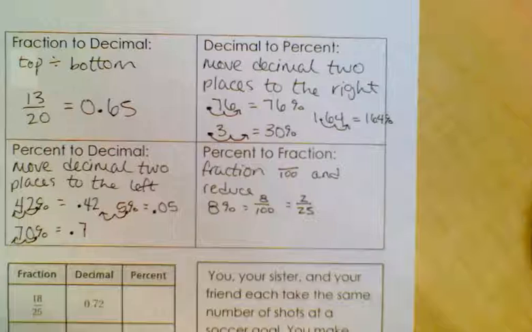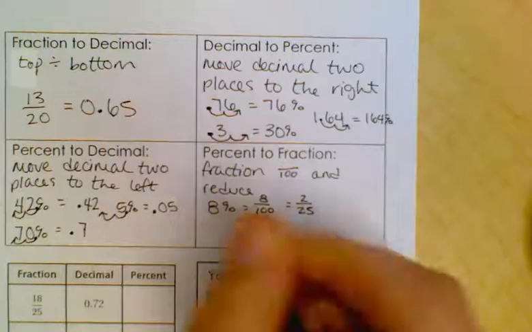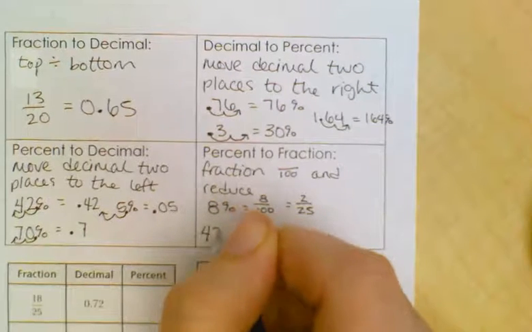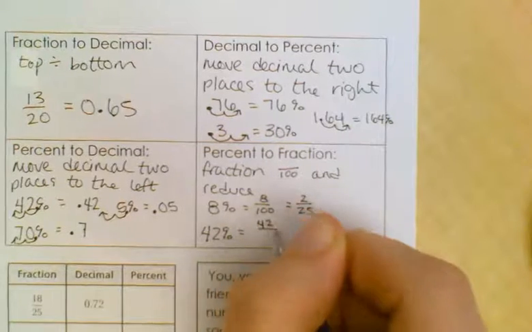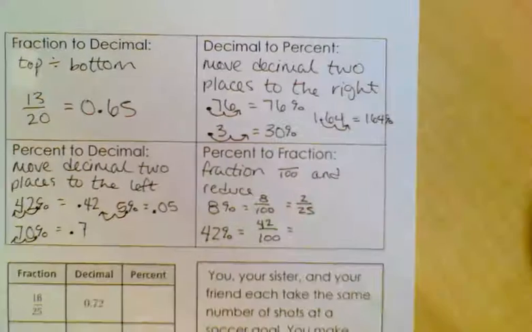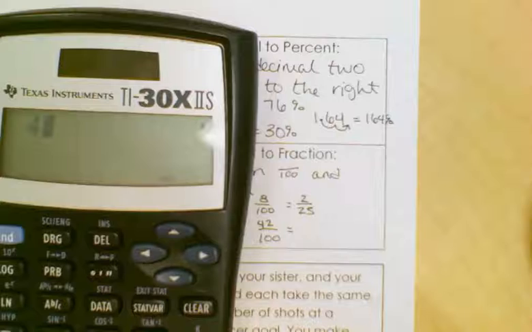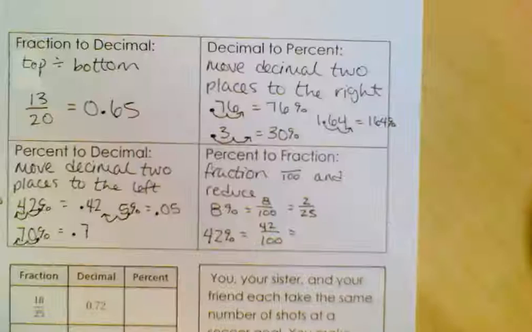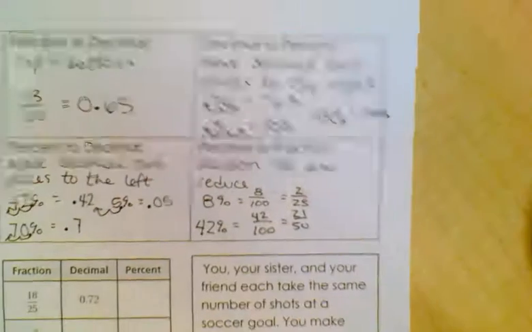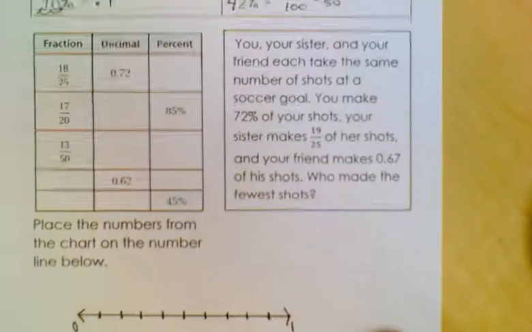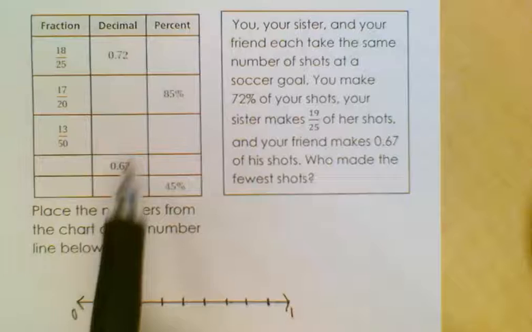If I want to take a number like 42%, I could put 42 over 100, type in my calculator. That would be 21/50.